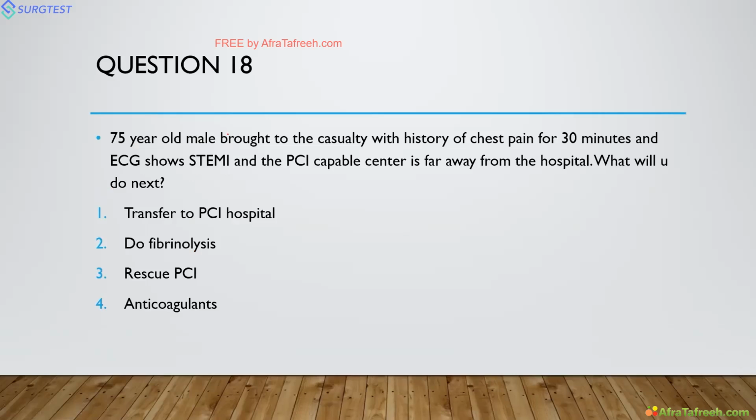Okay, the next question. A 75-year-old male is brought to the casualty with a history of chest pain for 30 minutes, and you take the ECG, which shows STEMI, and the PCI capable center is very far away from the hospital. What would you do next?